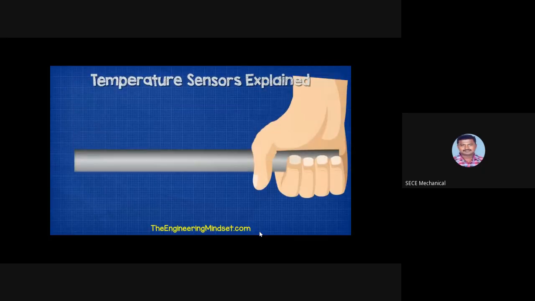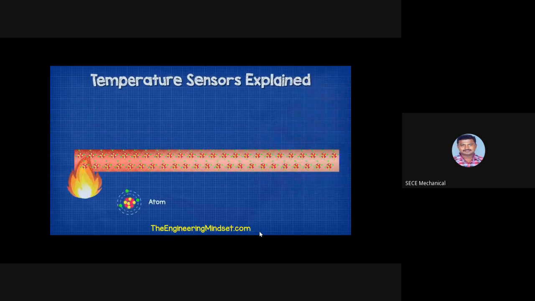Let's say we held a metal rod in our hand and placed the other end into a flame. We know that the rod will heat up and this heat will travel along the length of the rod and up to our hand. What's happening here is the heat is exciting the atoms and molecules which form the material structure. The heat causes the molecules and the atoms to vibrate. The vibration is so tiny that you can't feel it in your hand.